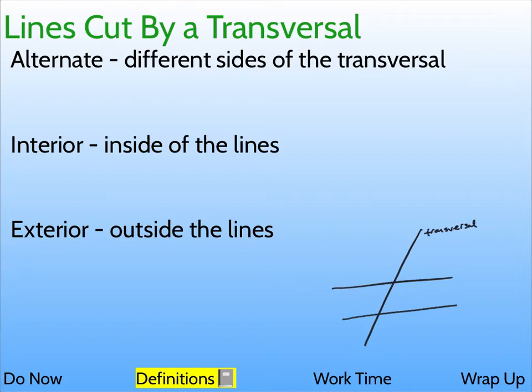It is helpful to know a little bit of terminology before we get into these things. Alternate means on different sides of the transversal, so like one angle on the left, one angle on the right. Interior are all the angles inside these two lines. And exterior means outside the lines, so these angles and these angles. So interior, exterior.